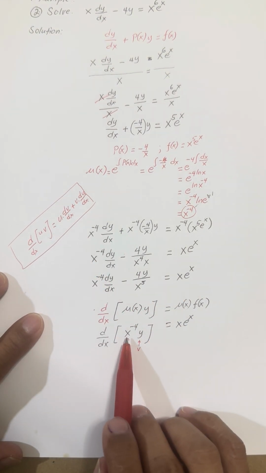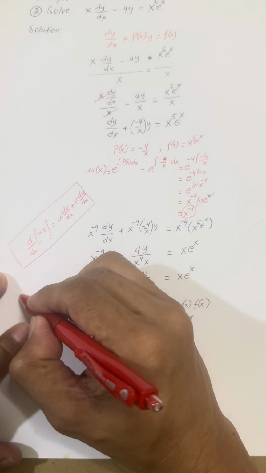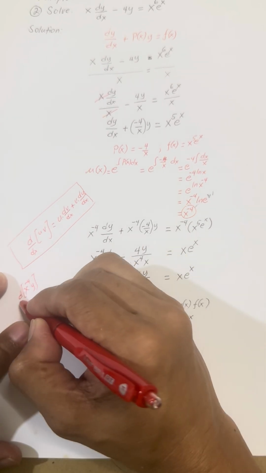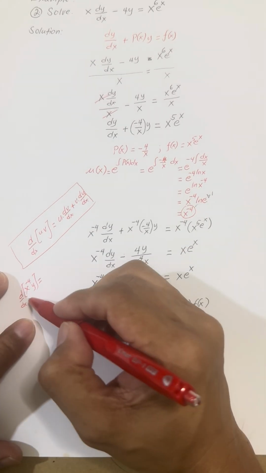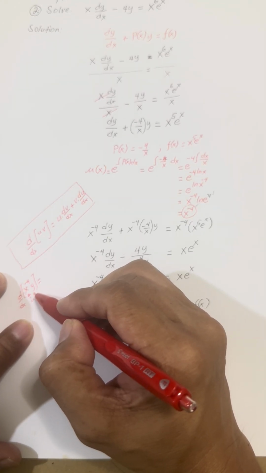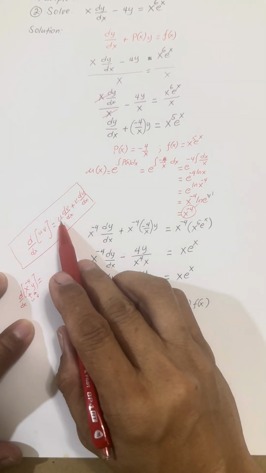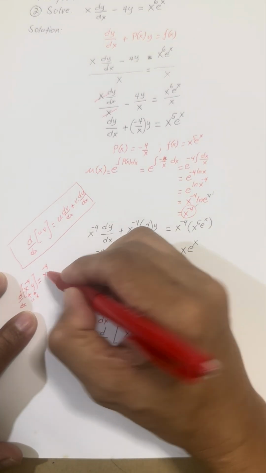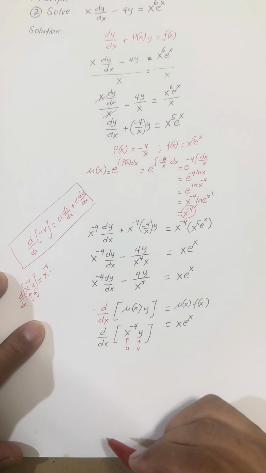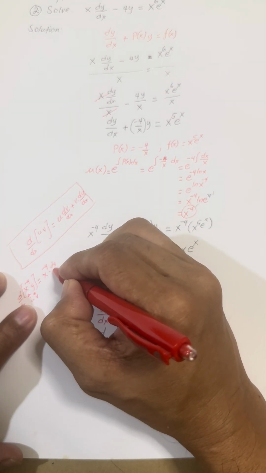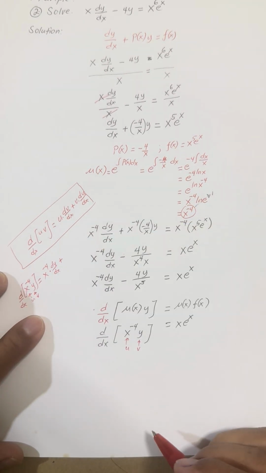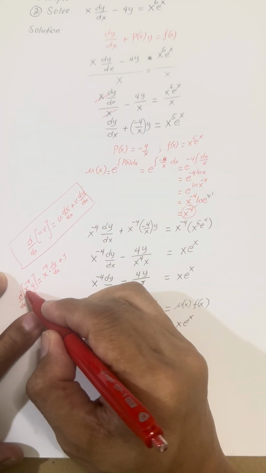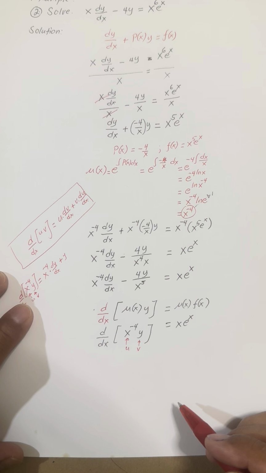So if you take the derivative of this, let's take the derivative of x to the minus 4 times y with respect to x. So this is our u, this is our v. Alright, so the formula says our u is x to the minus 4, then times the derivative of v, our v is y, so the derivative of y with respect to x, then plus v, so our v is y, and then the derivative of x to the power minus 4.